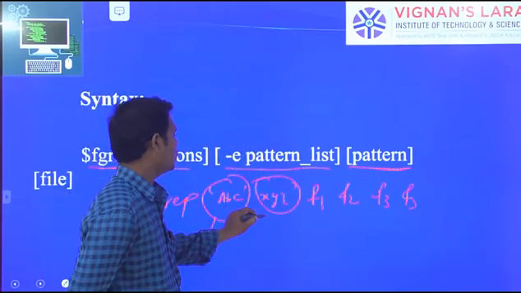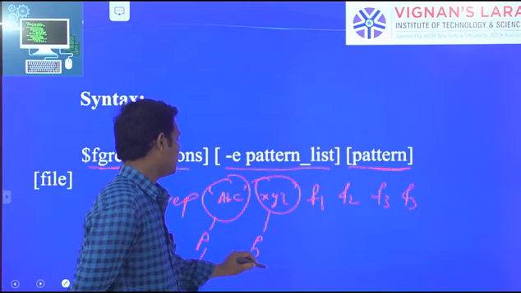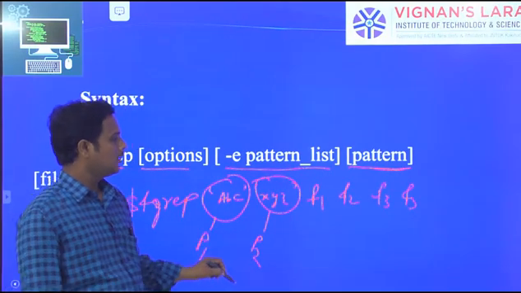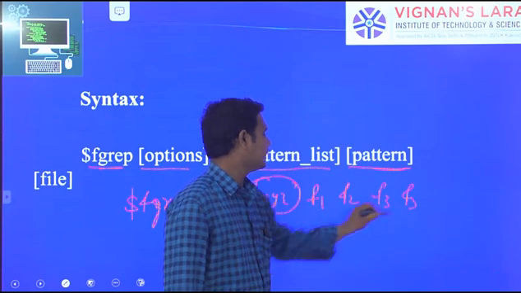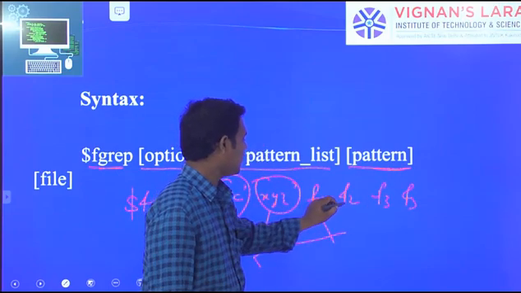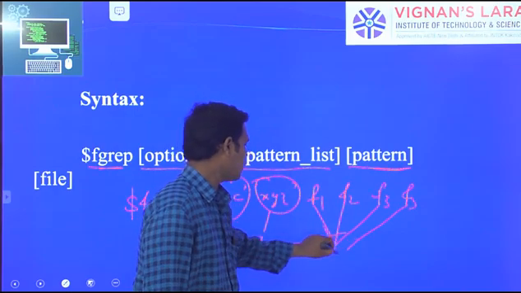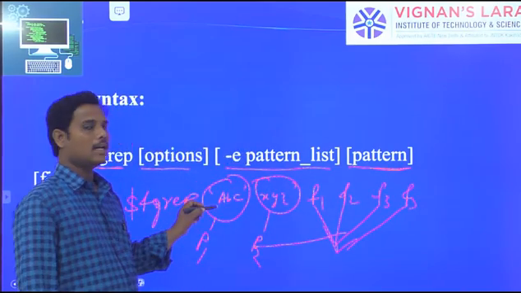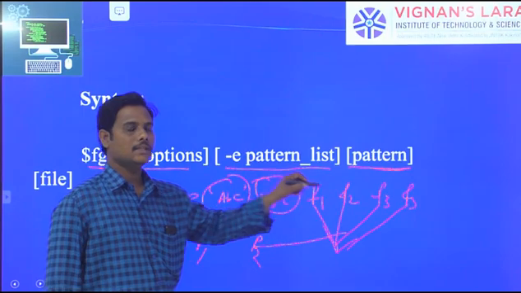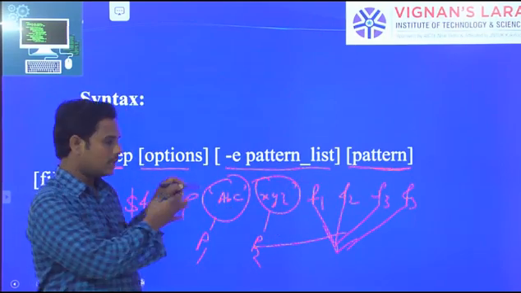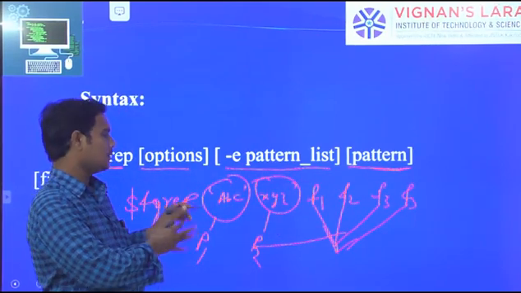This is pattern 2. Here, multiple patterns you want to search and multiple input files. This is a file, this is also a file, this is another file, and this is another file. In these 4 files, are these 2 patterns available or not? If it is matched, only those lines and only those files are displayed. Like that we are using it.